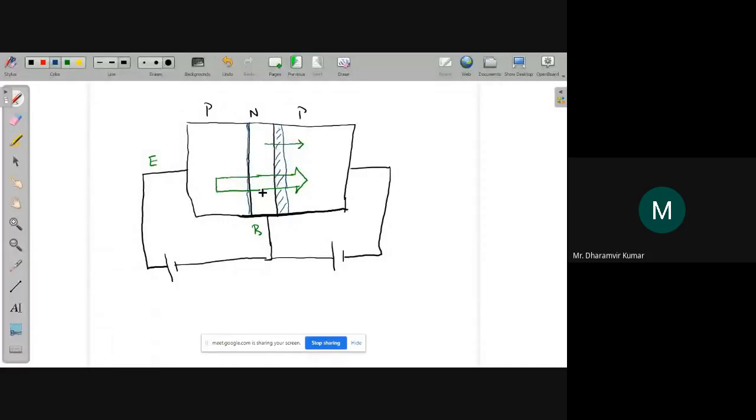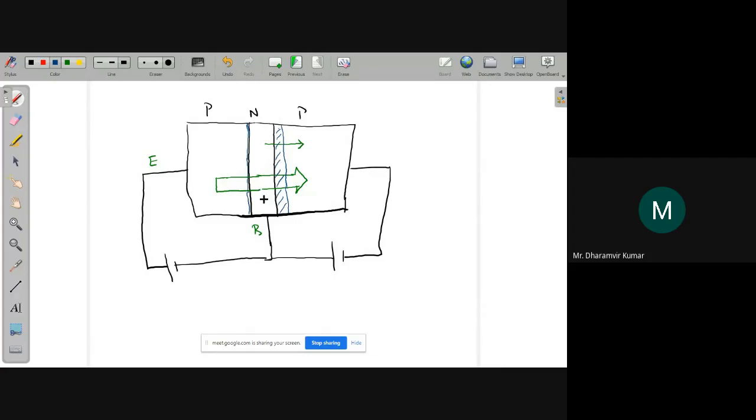Now, there is one more point that has to be included here: holes are entering from emitter to base. Remember, the base is of opposite nature. This is n type, the emitter was p type. In the base the number of free electrons is larger, although the total number of free electrons will still be less as compared to the number of holes that are entering here. But still, the base region in its entirety contains more electrons as compared to holes.